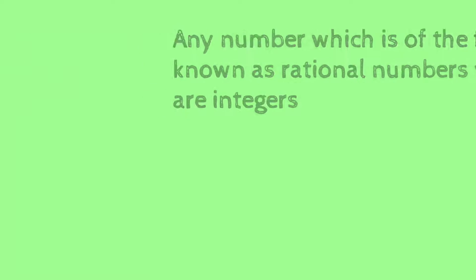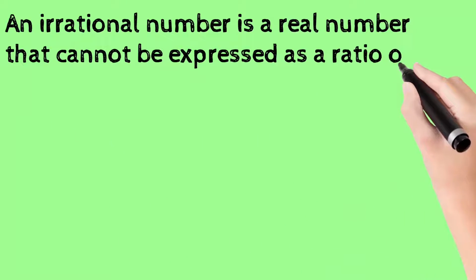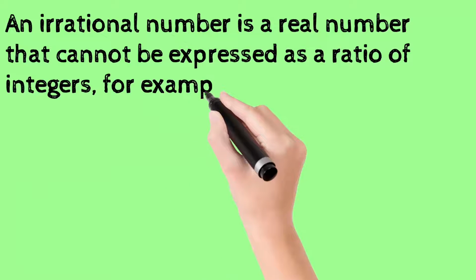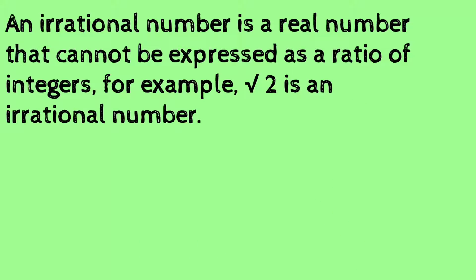Then there comes the last type of number, the irrational number. Any number that cannot be represented as the ratio of two integers is called an irrational number. Now, take an example of root 2. We cannot write root 2 as root 2 by 1, because the numerator root 2 is not an integer. Any number that does not fit into the rational numbers is called an irrational number.